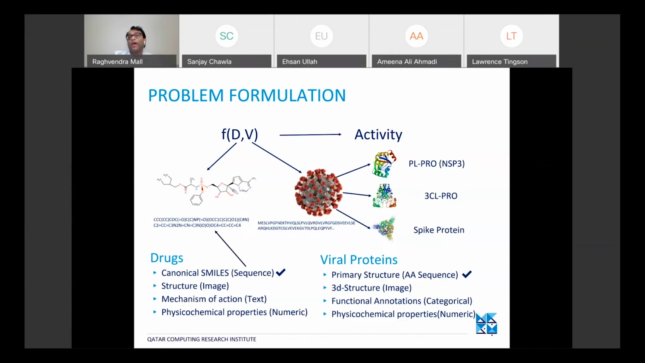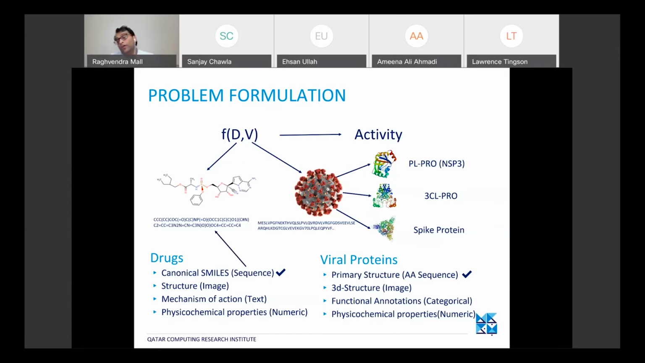For the viral proteins, you have the primary sequence of the amino acids, but you can also have 3D structures or images of various viral proteins produced by a particular virus. You can also have functional annotations, which are basically what kind of biological processes these viral proteins are involved in. And lastly, you can also have physiochemical features such as, again, molecular weight, aliphatic index, and gravy index. There are many of these characteristics which you can have for these viral proteins.